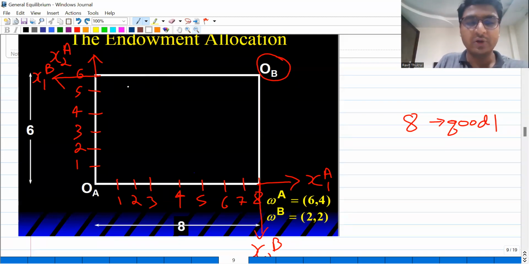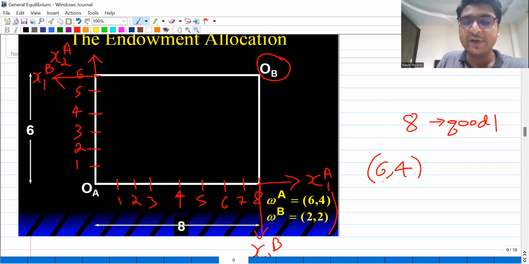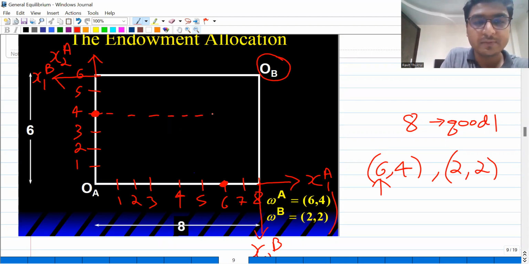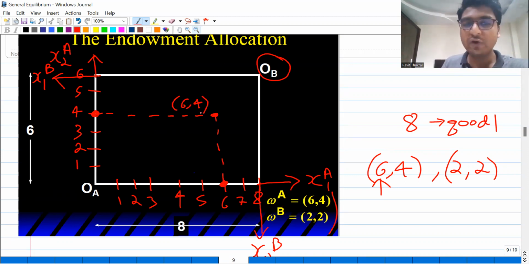Okay, so let's try to allocate where the endowment bundle is. So we know that endowment bundle is 6,4 individual A के लिए and 2,2 individual B के लिए. ठीक है, so good one 6 units हैं for individual A. So this point, 4 units हैं good 2 की, this point. So this is 6,4 from individual one's point of view.